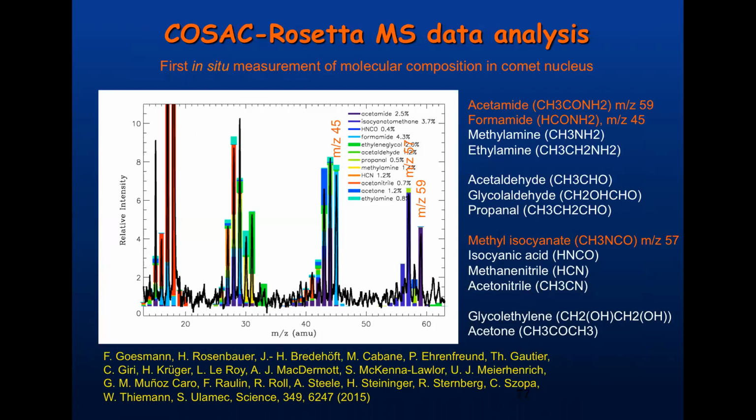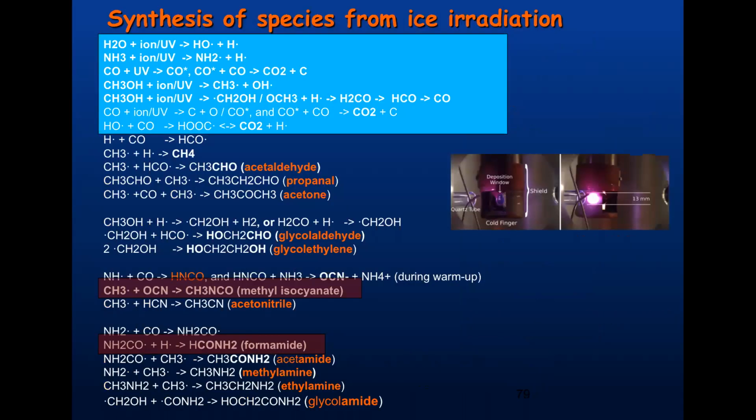Another nice result from the Rosetta mission was the detection of a good number of COMs, including acetamide, formamide, methylamine, methyl isocyanate. So it was the first detection of some of these species, and it was the first time that molecules were analyzed in situ in a comet nucleus, directly sitting on top of the comet nucleus. Also interesting, I think, is that most of these molecules are made by the reaction of two radicals, so in a way analogous to the synthesis of COMs in our irradiated ices.